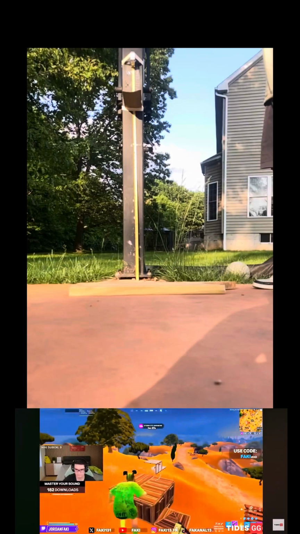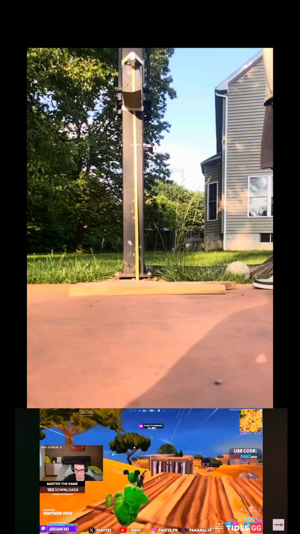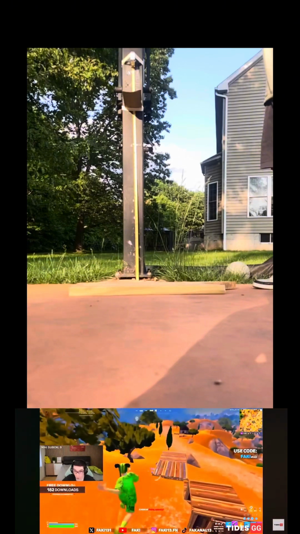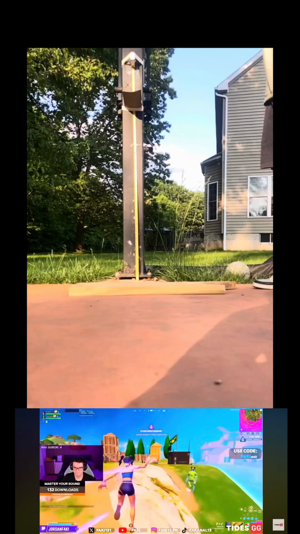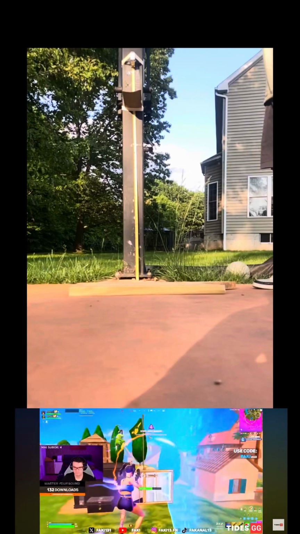The yoga ball on the wood had the highest rebound velocity of all of them, at 5.06 meters per second, with a restitution of 1.04, the highest of the entire experiment.